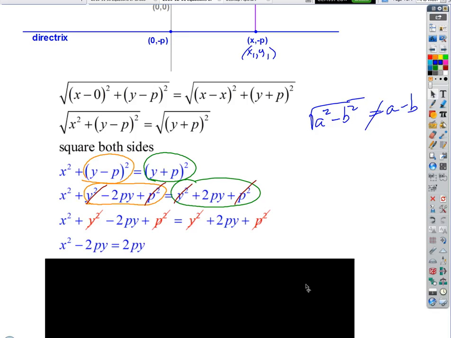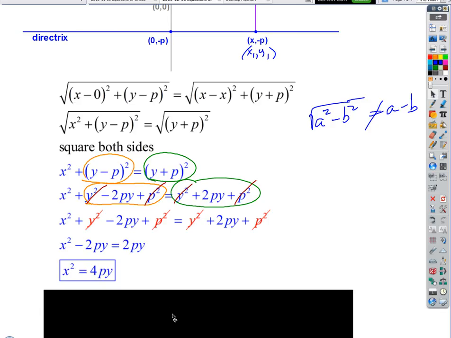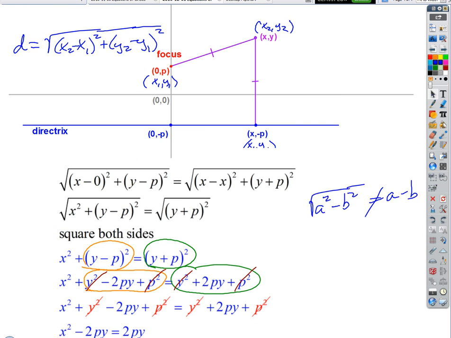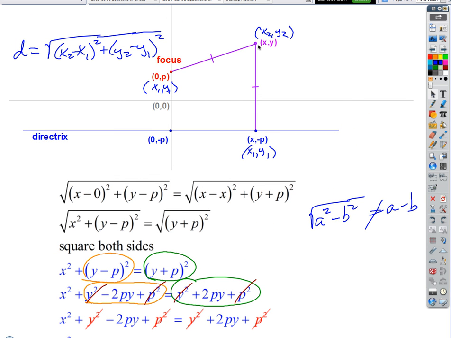Yeah, good. I could maybe add 2py to both sides. And look what I come up with. That's pretty simple, right? That's kind of cool. So we end up with a relatively small equation that describes the set of all these points, x, y, that are equidistant from the focus and the directrix. Okay? Now, could we make this even more general, do you think?